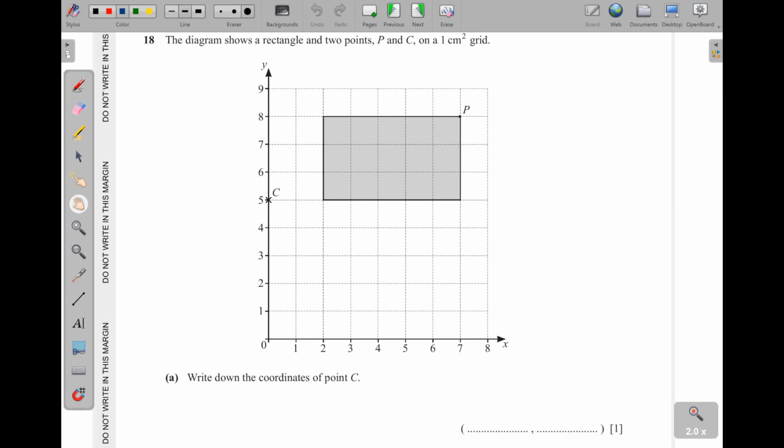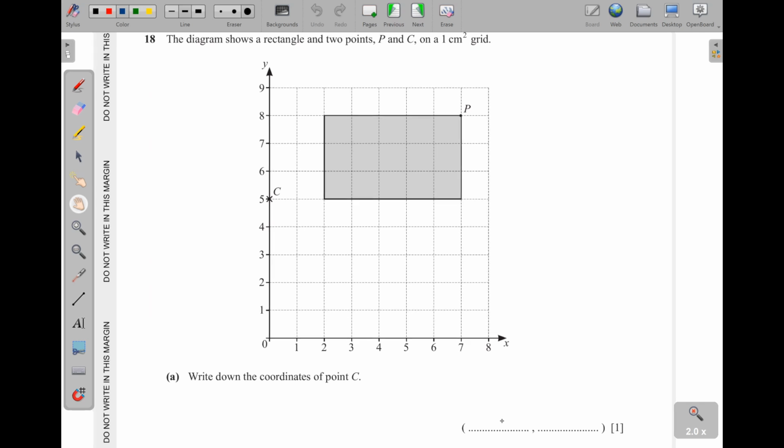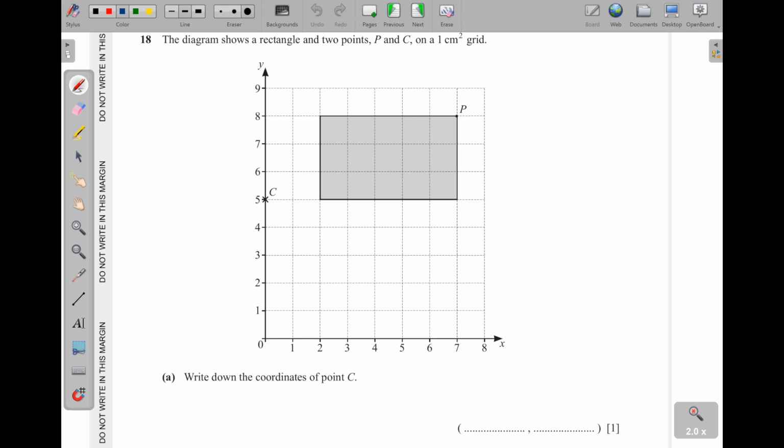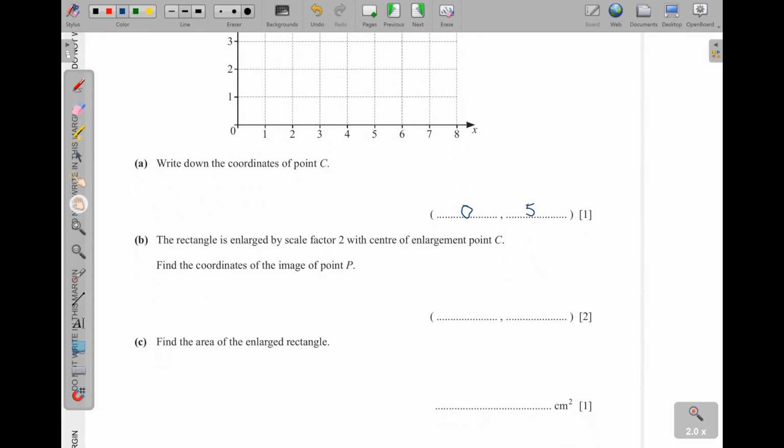Question 18. The diagram shows a triangle and 2 points P and C on a 1 centimeter squared grid. Write down the coordinates of C. The coordinates of C, of course, x is 0 because it is on the y-axis. So we shall have 0, and then the y coordinate is 5. As simple as that. Then next, they are telling us that the triangle is enlarged by scale factor 2 with center of enlargement C. Find the coordinates of the image of point P.